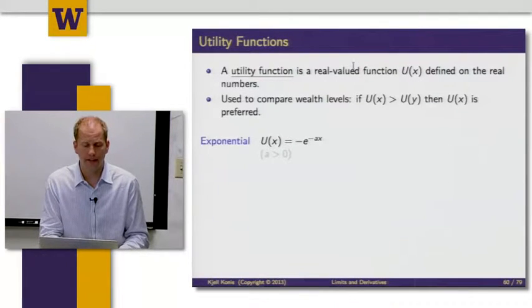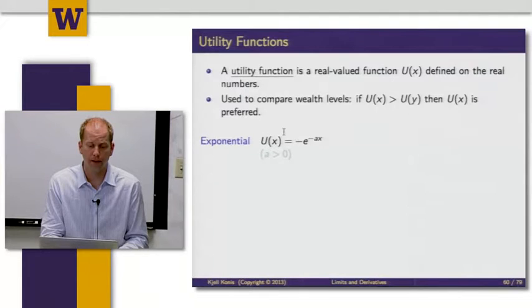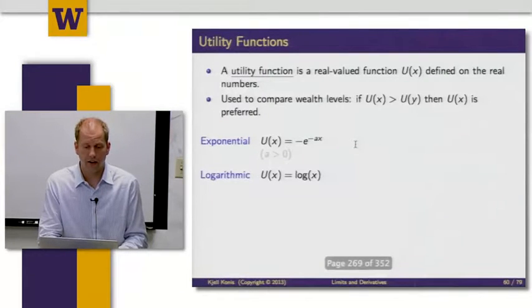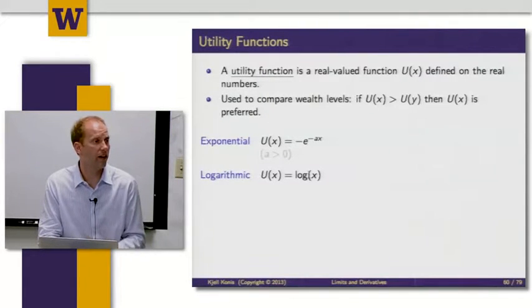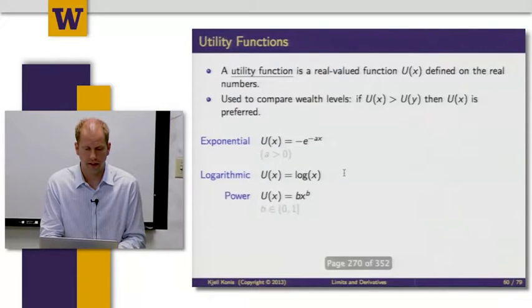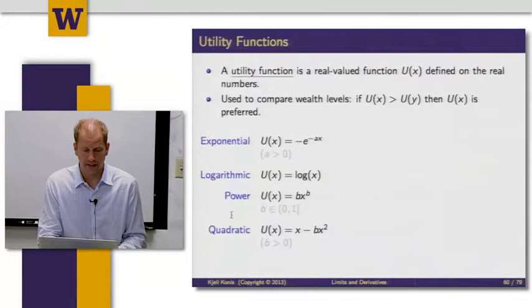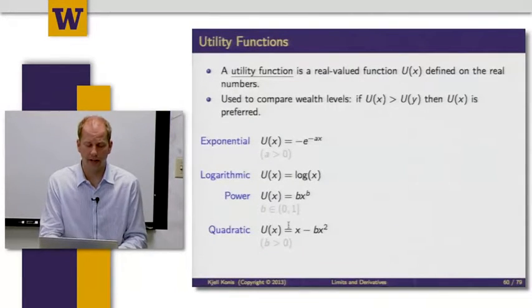Some common utility functions are exponential utility, which has a parameter a greater than 0. Logarithmic utility, so it's just the log of my wealth level. Power rule, so it's b times x to the b, sort of like a polynomial function. And quadratic, which is defined to be x minus bx squared for some number b greater than 0.